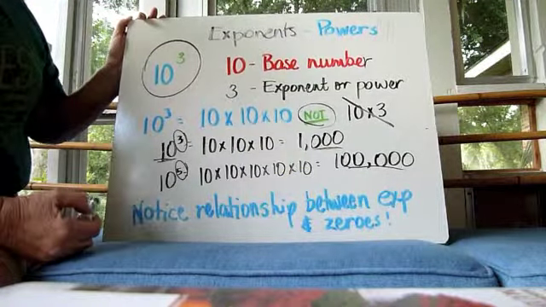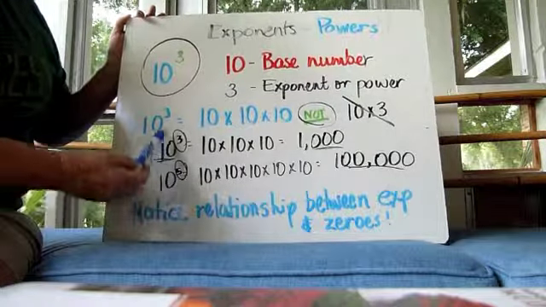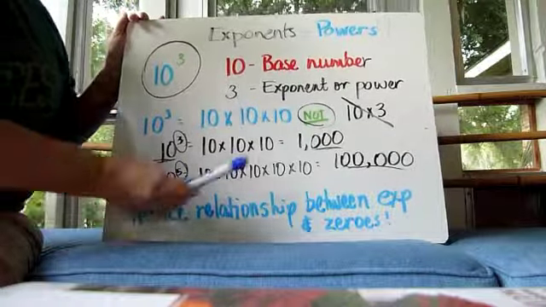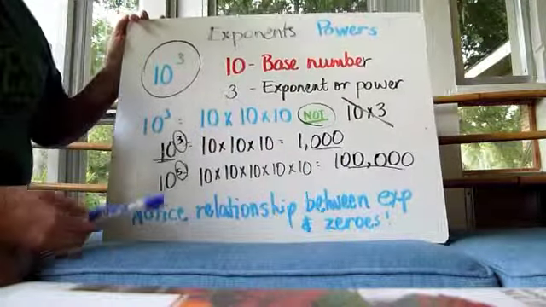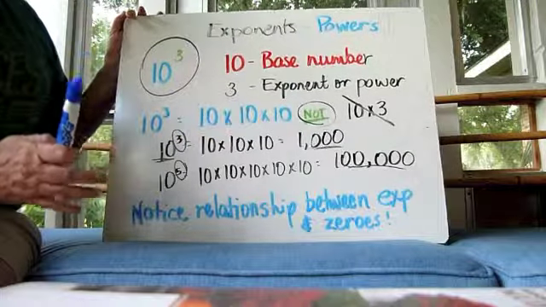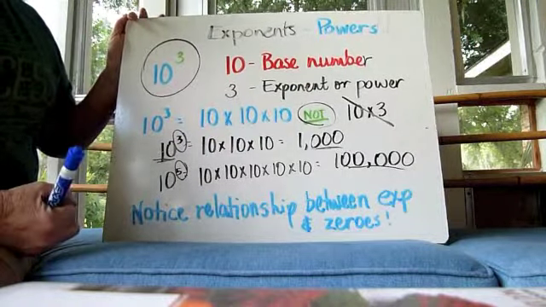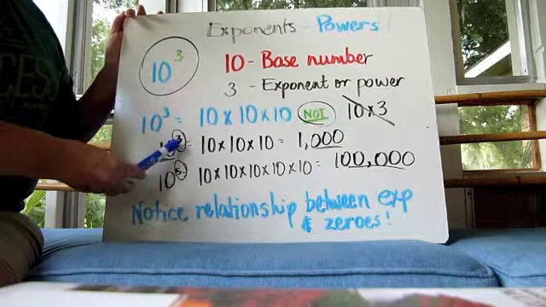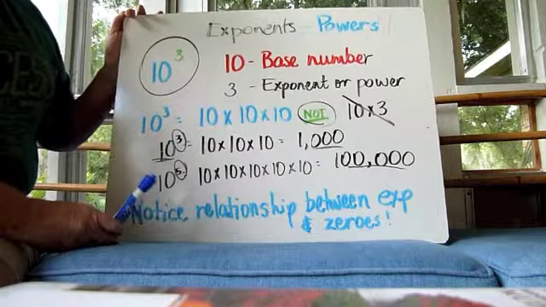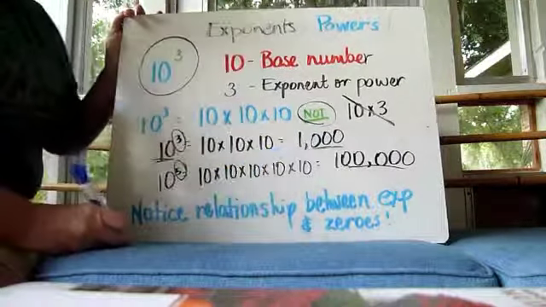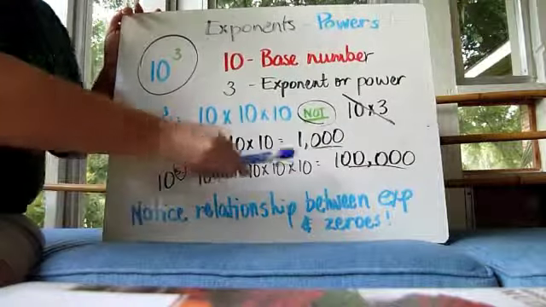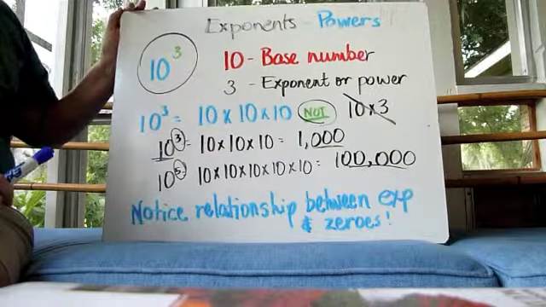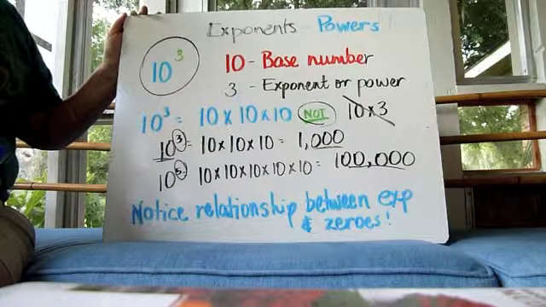What I wanted you to be able to see was the relationship between the exponent here and how many zeros there are in the answer. So when 10 is the base and you have the exponent of 3, there's a direct correlation that there are 3 zeros in the answer. 10 to the fifth power, there are 5 zeros in the answer. And again, that's when you're working with powers of 10.